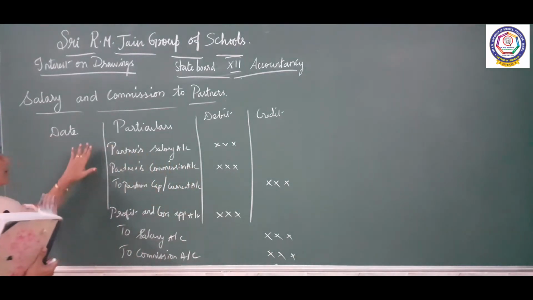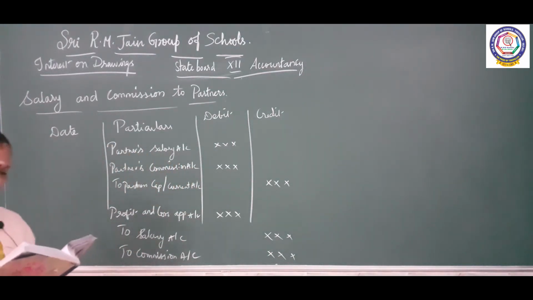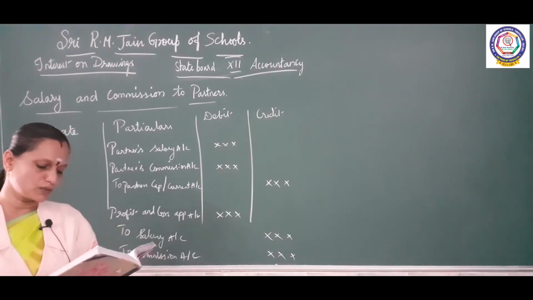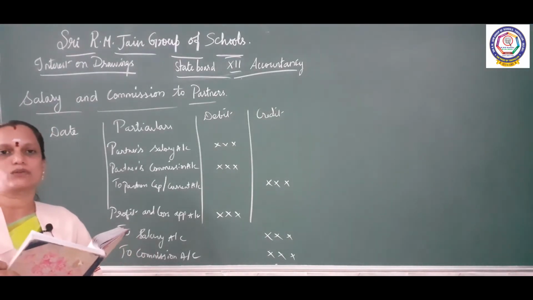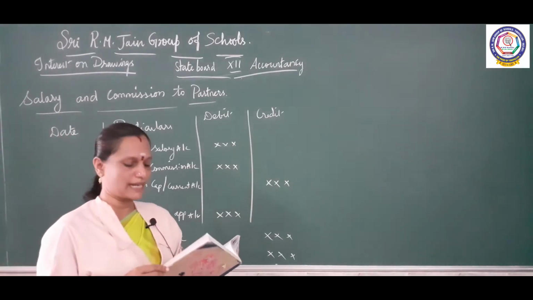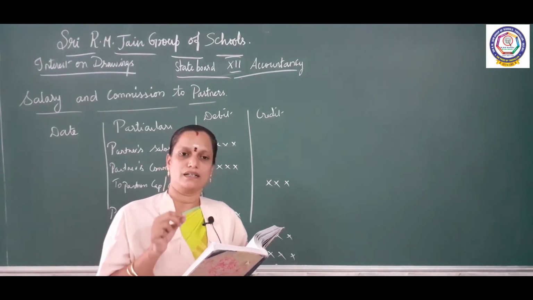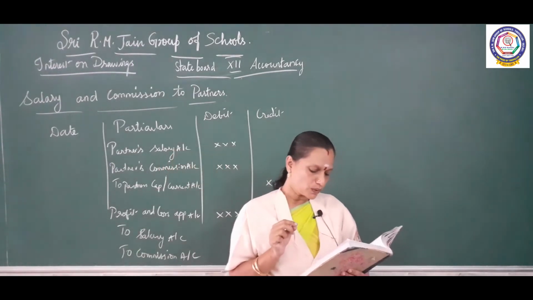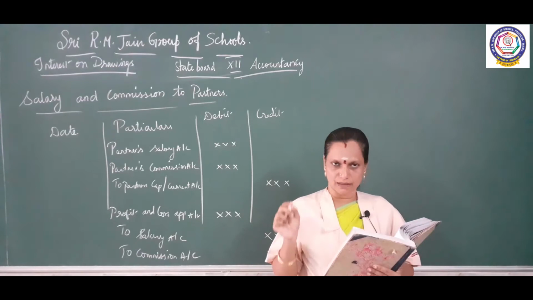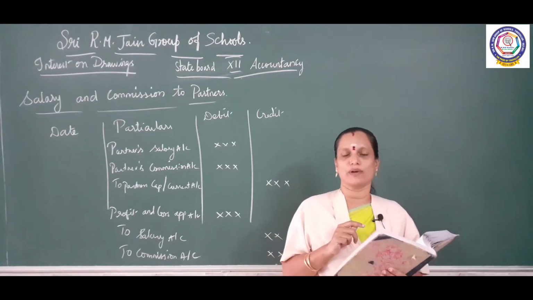So this is the opening transaction, this is the closing one. Okay, copy this, children. And then next we move on to the commission. How to calculate commission? In two ways we are going to calculate: net profit before charging commission, and net profit after charging commission.